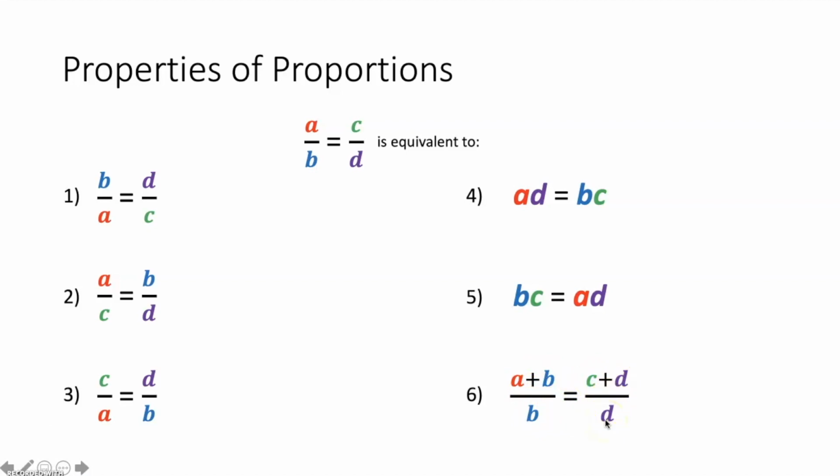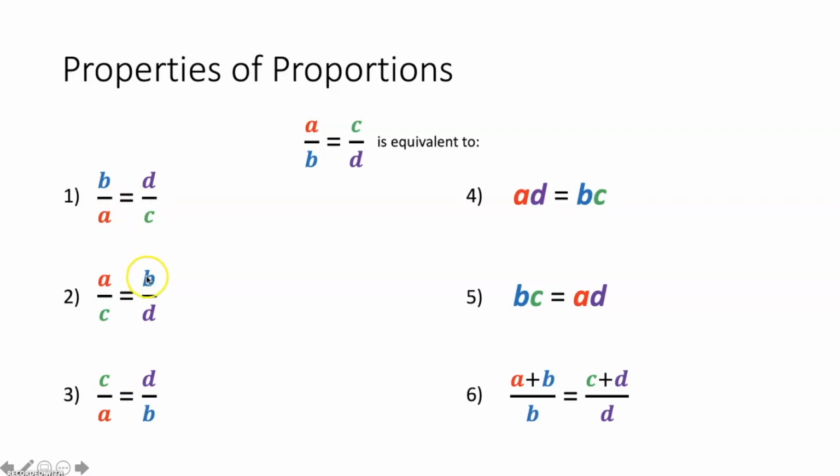Now, if you ever want to know if another proportion is equivalent to your given proportion, just check to see if they have the same cross product. If I use the cross product property here, I would get A times D is equal to B times C. Here too, A times D is equal to B times C. And again, A times D is equal to B times C.